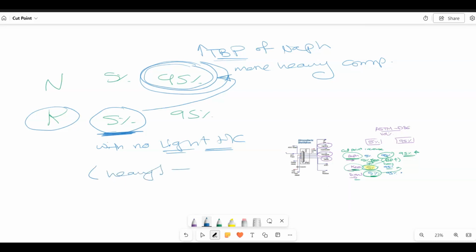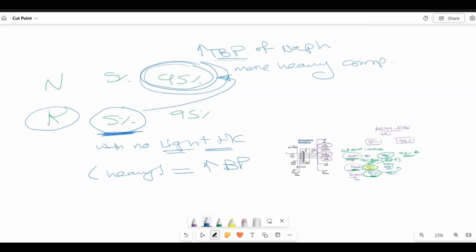Heavy component means or equal to, we are going to increase the boiling point of kerosene. Okay, so this is important because what we are going to do mainly depends on this part. So if anything here you don't understand, kindly write a comment and I'll explain it again.